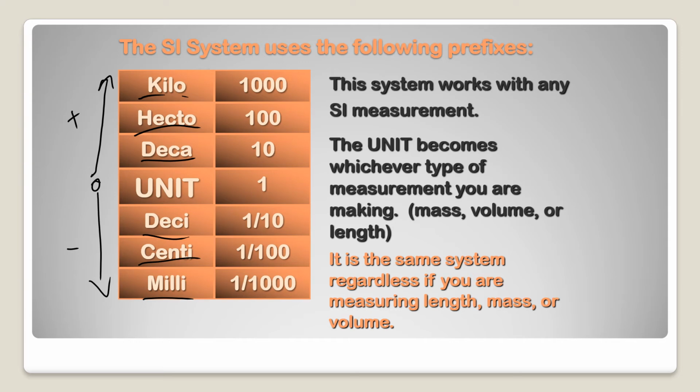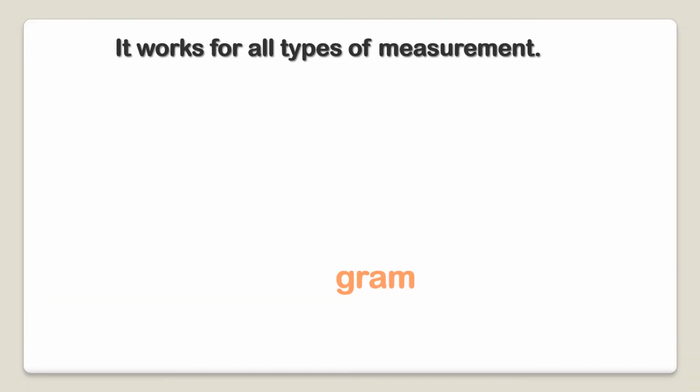So it's the same system whether you are measuring length, mass, or volume. It's all the same system as far as these prefixes. And so it makes it really easy. If I said a kilogram, that means 1,000 grams. If I say a kilometer, that means 1,000 meters. You don't have to remember all these different little things. So it works for all types of measurements.